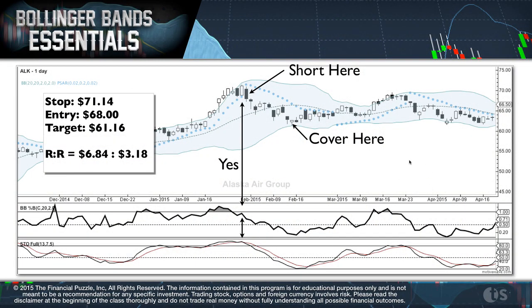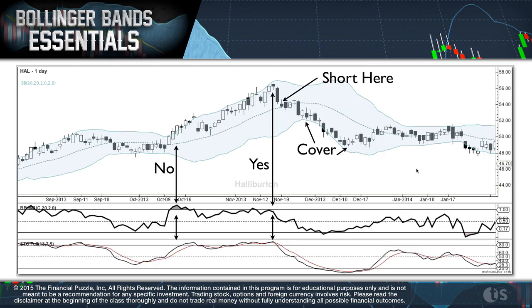Let's take another example here. This is on Halliburton, and I've got two pictures that I want to share with you here. Let's start with the one in the middle. You see where it says, yes, this is the confirmation. We've got a strong bullish move here, and then we start to see the weakness coming in. We're at the upper band.